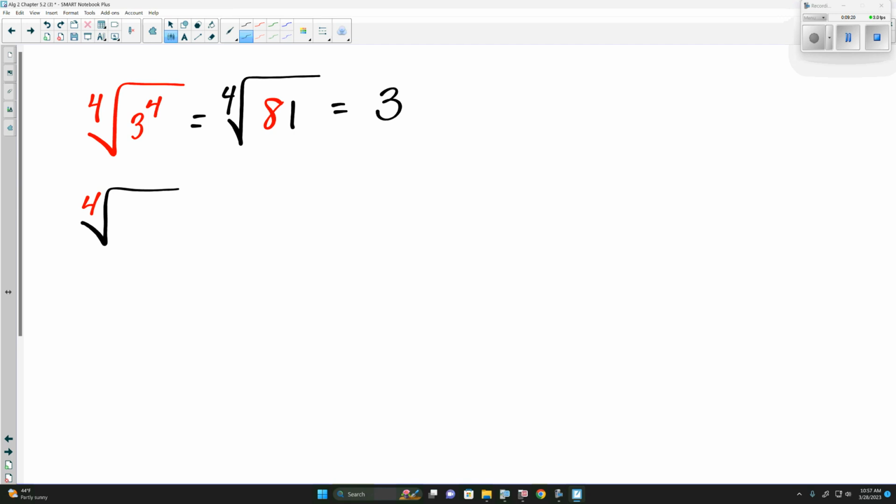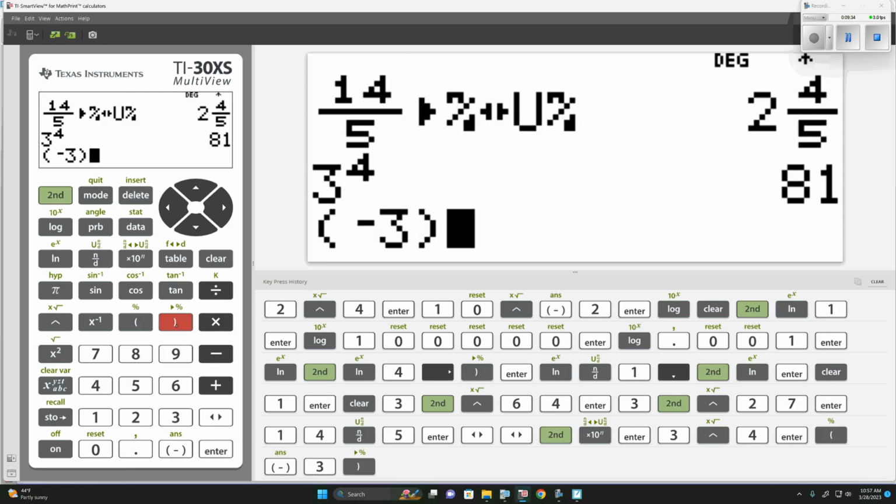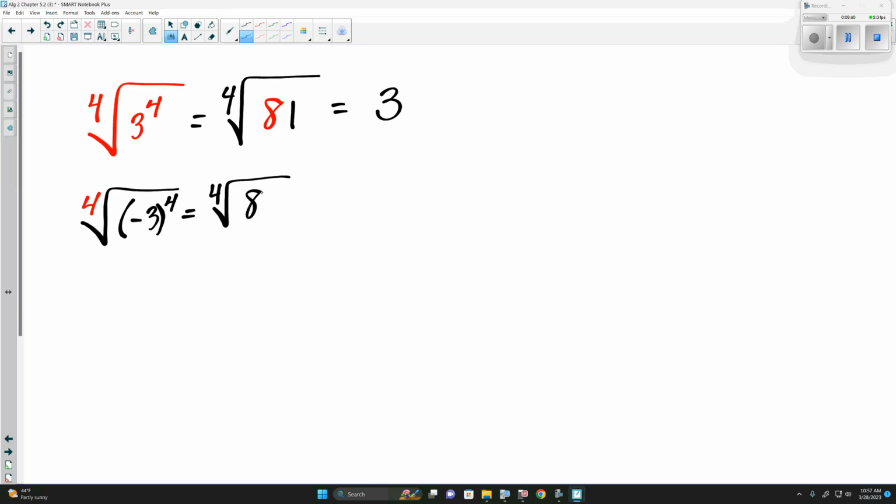Now, if we do this with negative 3, the 4th root of negative 3 to the 4th. Well, negative 3 to the 4th power is what? Negative 3 to the 4th power is positive 81. Because it seems like it would, but because the 3 is negative, the properties don't hold true with that there. So when the number inside is positive, we do end up with a positive. And when the number inside is negative, we end up with a positive.